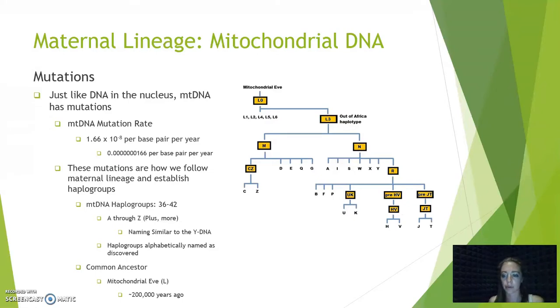For example, Y chromosomal Adam was an A, whereas the mitochondrial Eve for women is an L, and she came about like 200,000 years ago, whereas the Y chromosomal Adam came about 275,000 years ago. So you can see the difference in time, as well as that concept of the first man and woman. By evidence, they lived 75,000 years apart. So again, keep that in mind.